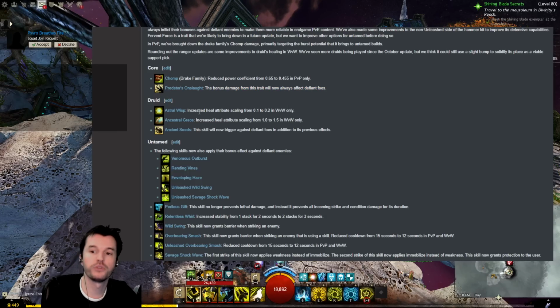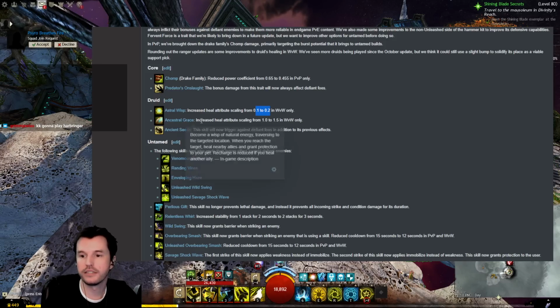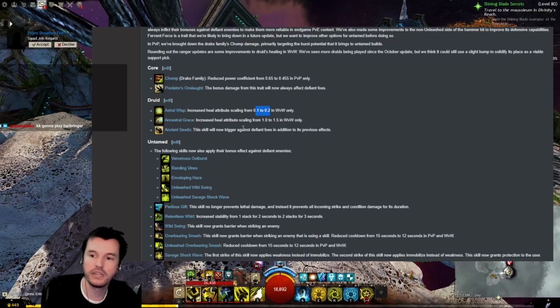Astral Wisp, that's Druid Staff 2, that makes the little ball of light that follows someone and heals the whole area for a couple of seconds. Double heal scaling in World vs. World only. Ancestral Grace, that's the Staff 3, that's the movement skill with the burst heal at the end of it. Increase the healing by 50% of what it was in World vs. World only. Ancient Seeds will now trigger against Defiant foes in addition to previous effects. I don't believe this was mentioned during the broadcast.